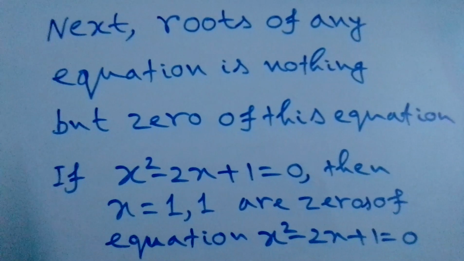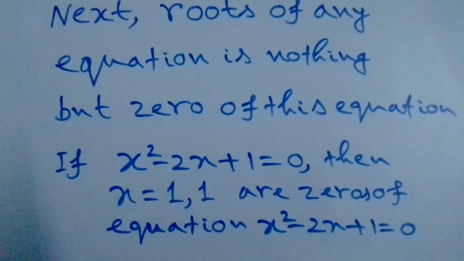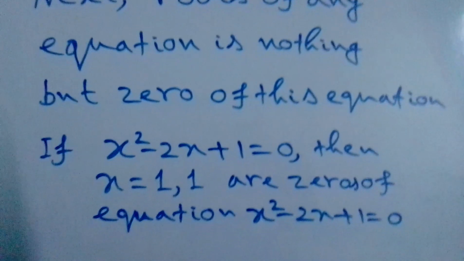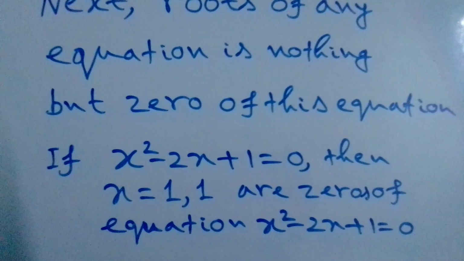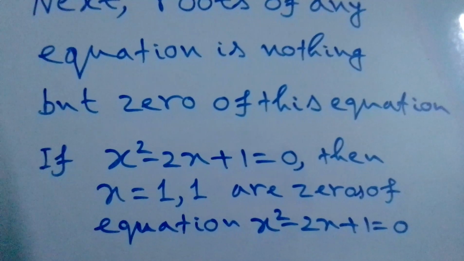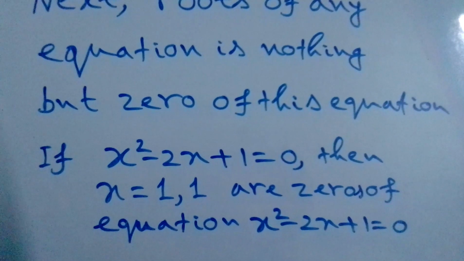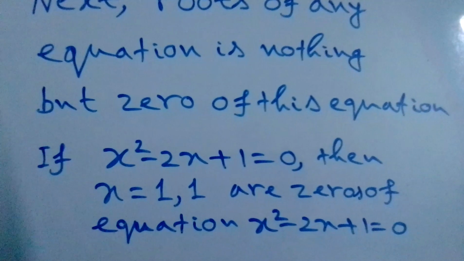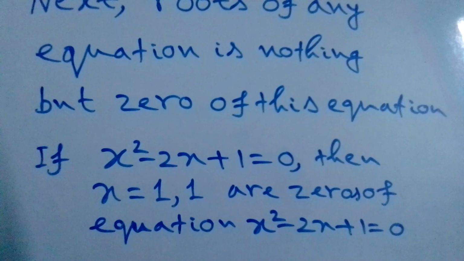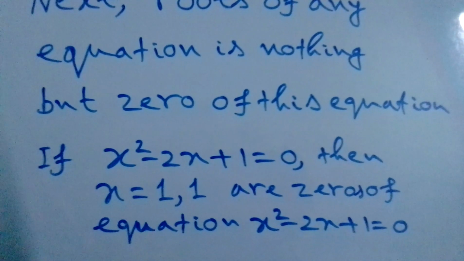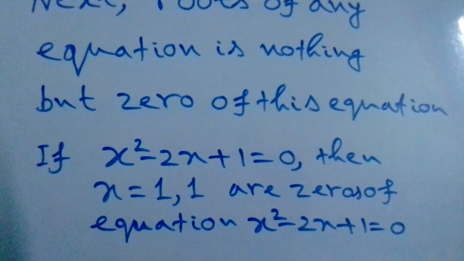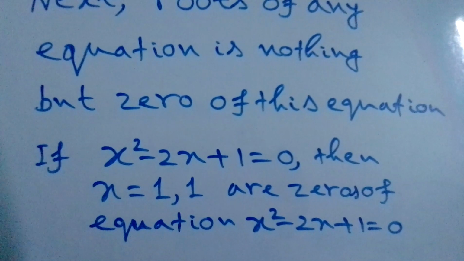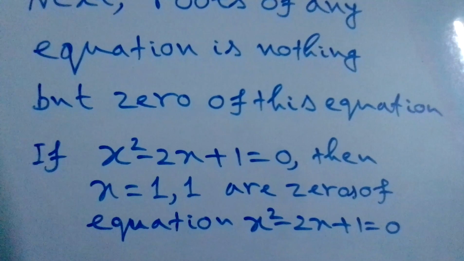Now for the next stage, the roots of any equation are nothing but the zeros of the equation. For an example, consider x squared minus 2x plus 1. If we factor it, we find the result (x minus 1) whole squared equals 0. So x equals 1 and 1, that's a double root, and those are the zeros of the equation x squared minus 2x plus 1. If we substitute x equals 1, that satisfies the equation, 0 equals 0. So x equals 1 is nothing but the zero of this equation.